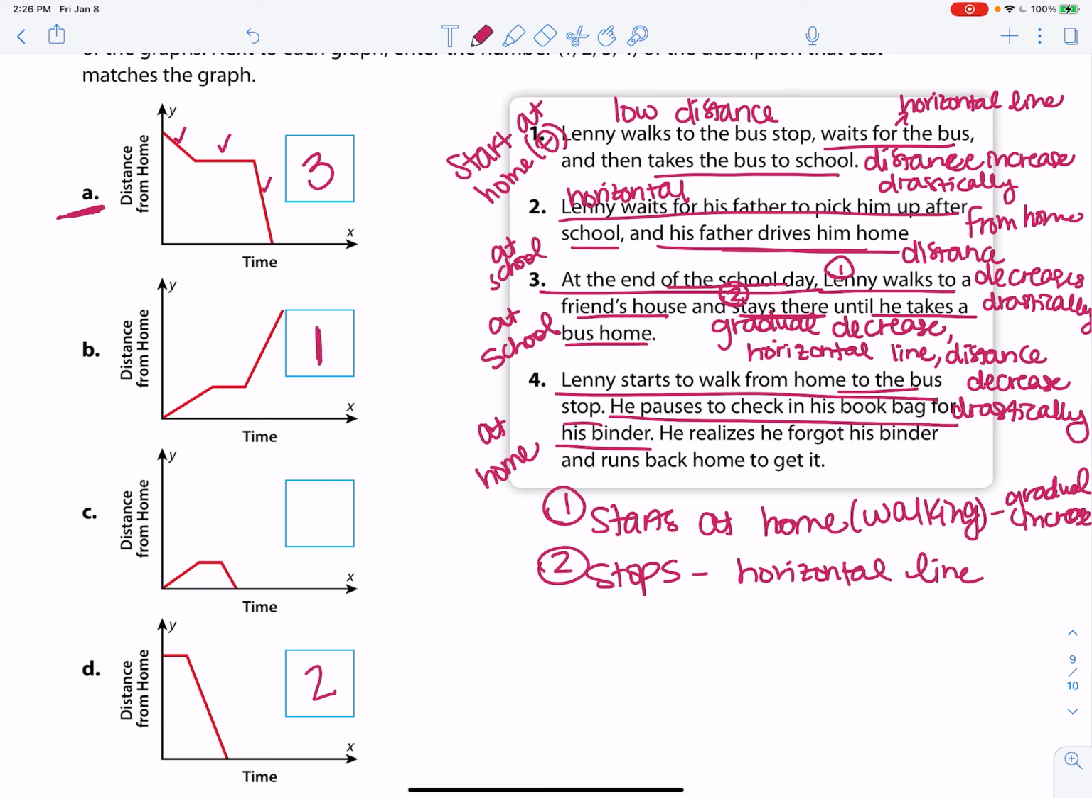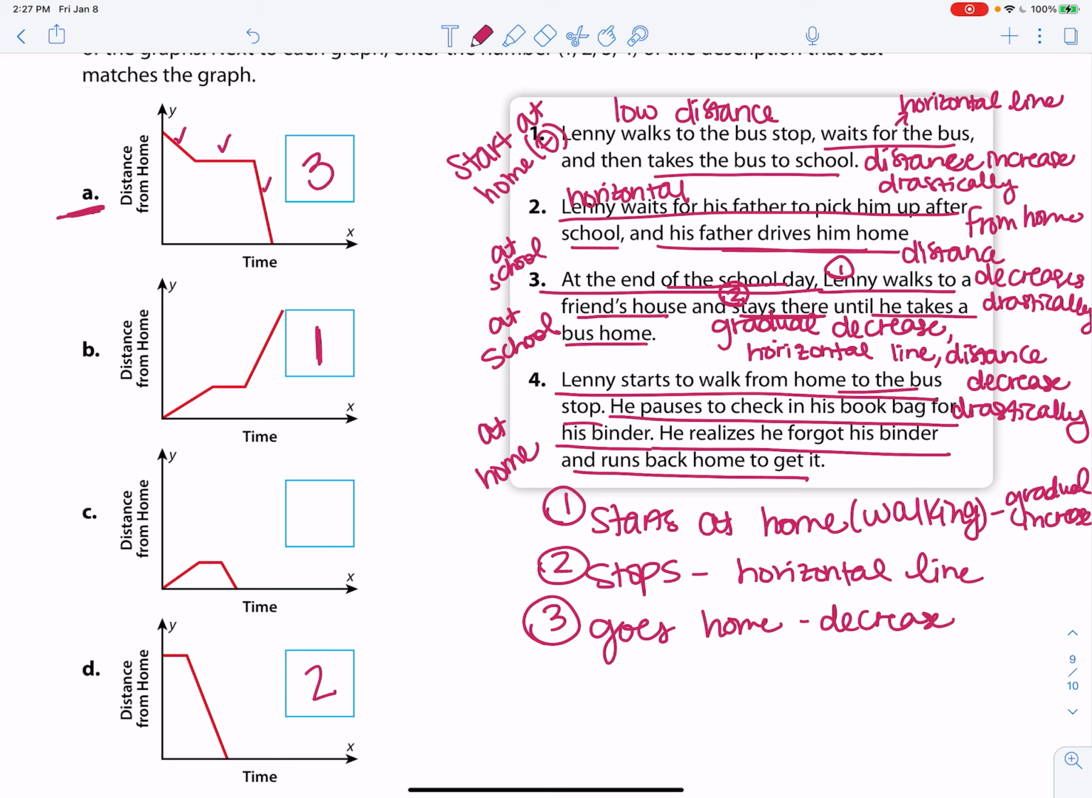Then we have where he stopped to check his book bag for his binder. So there's a horizontal line because he stopped. So there's no change in the distance from home. So he's not increasing or decreasing. He just stopped there, but time is still moving. Finally, he realizes he forgot his binder at home and runs back home to get it. So then he's going to go right back home, which means the distance will decrease.